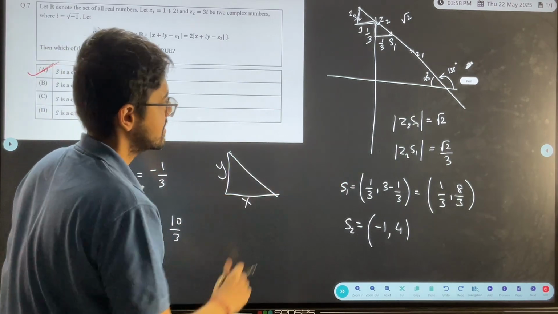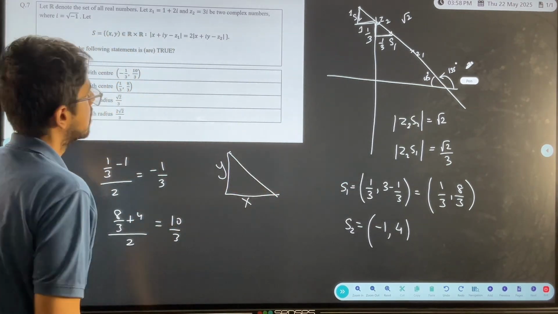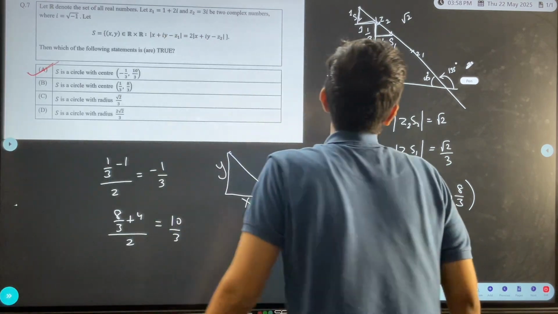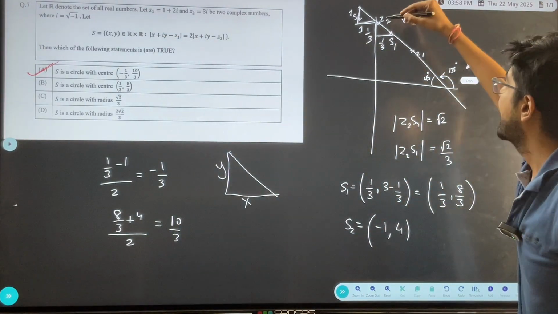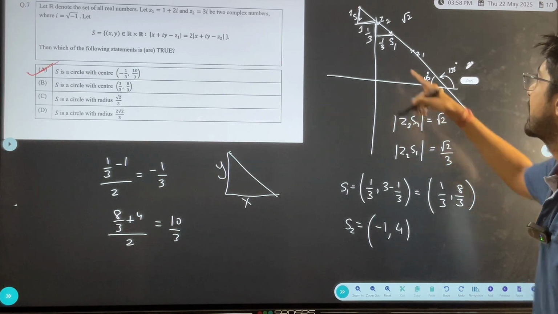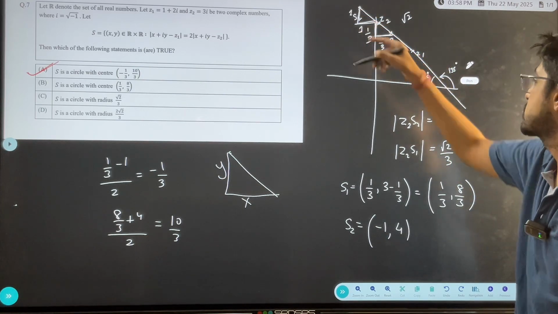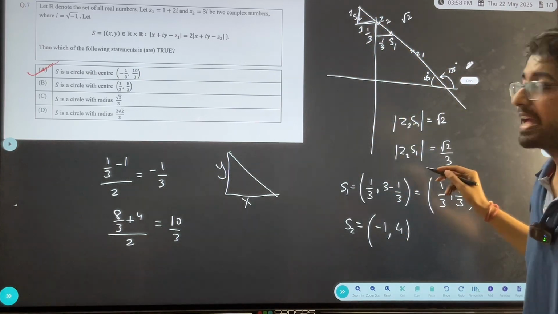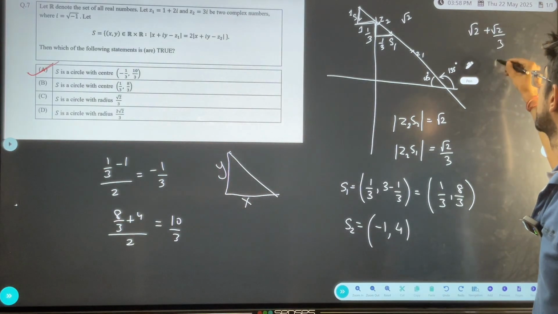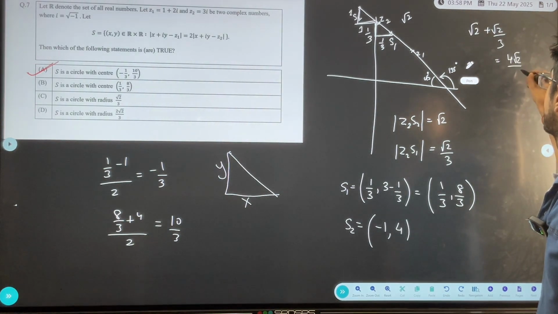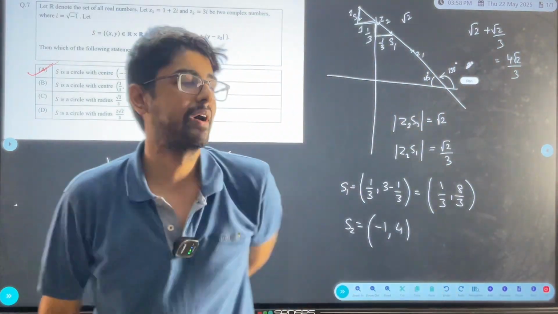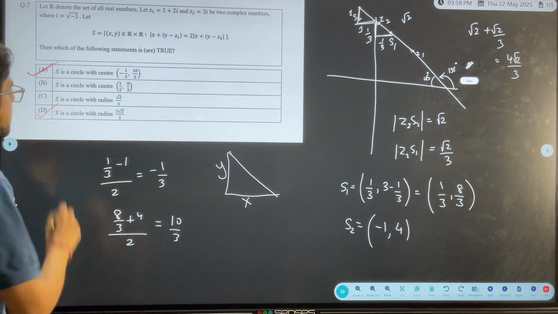can find the distance between these 2 points to find the radius, or technically we know that the distance between Z2 and S1 is root 2 by 3 and the distance between S2 and Z2 is root 2. So, the diameter is root 2 plus root 2 by 3, which is 4 root 2 by 3, and hence the radius is going to be 2 root 2 by 3, which is given by this.